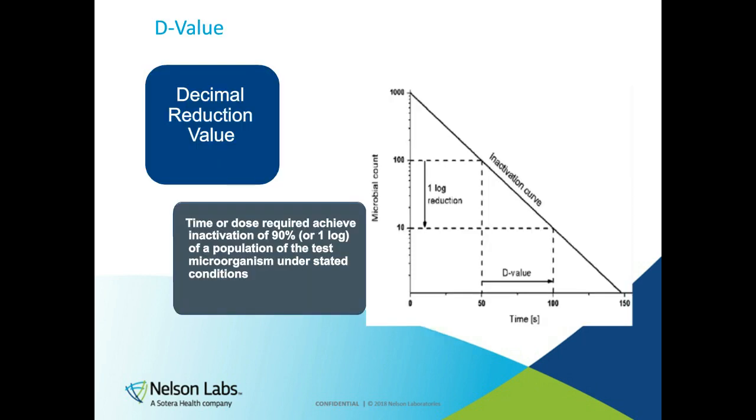The next definition is decimal reduction value, the D-value. In this case for ethylene oxide, it is the time required to achieve inactivation of 90%, or 1 log, of a population of the test microorganism. In the graph on the right, we can see on the y-axis the microbial count or microbial population, and on the x-axis we have time. As we look at this, we see that in 50 seconds, we're able to achieve 1 log reduction of the known population. So that's giving us a D-value of 50 seconds.